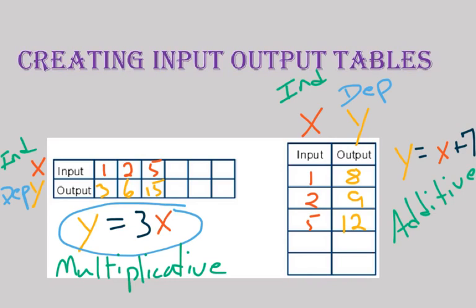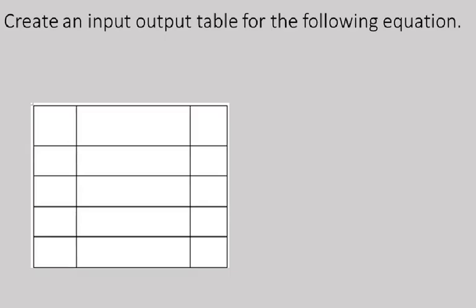Okay, let's look at some more examples here. This says create an input-output table for the following equation. I'm just going to give you an equation, and this equation says y equals 4x. So this input-output table may look a little bit different than the one on the previous slide, but it's really the same. I've just added a part for you. We still have the x and the y. But inside here, we're going to put this part of the equation where it says 4x.